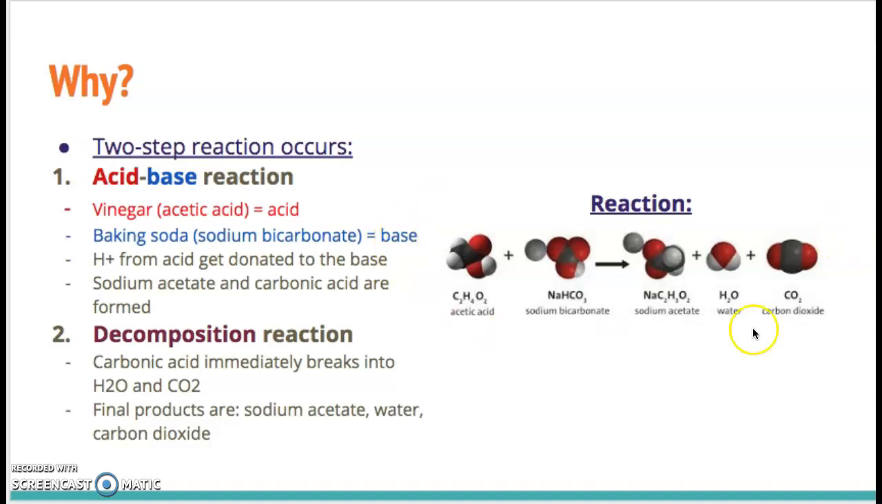And over here I have the full reaction. We have the acetic acid and sodium bicarbonate. It produces the sodium acetate and the intermediate product of carbonic acid, which is not shown because it immediately breaks down into water and carbon dioxide.